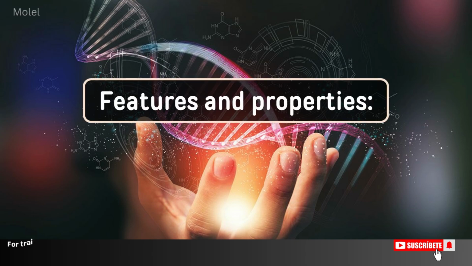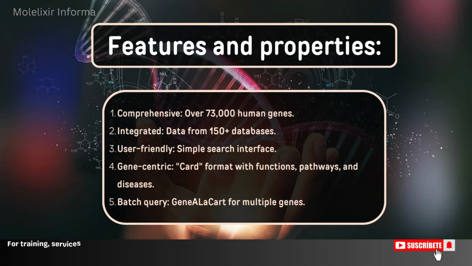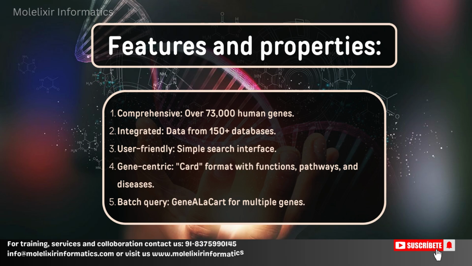To understand better about GeneCards, we should go through key features and properties of the GeneCards database. First, comprehensive gene information. It covers over 73,000 human genes, providing extensive annotations and data. Secondly, it is an integrated data source. It merges information from more than 150 databases including NCBI, Ensembl, and UniProt. Then, its user-friendly interface. It offers a simple and intuitive search interface for easy navigation and information retrieval.